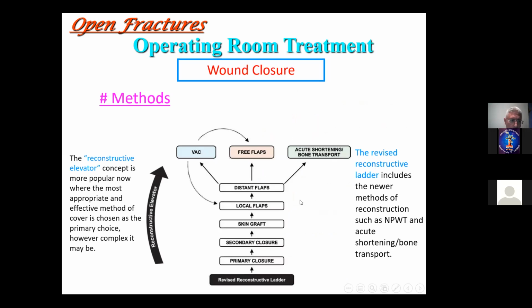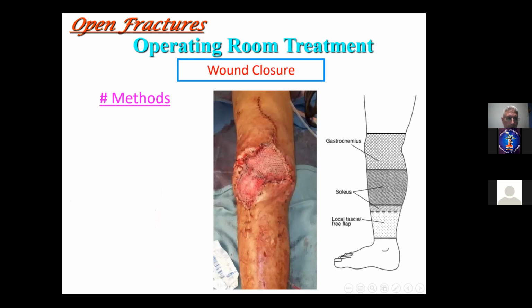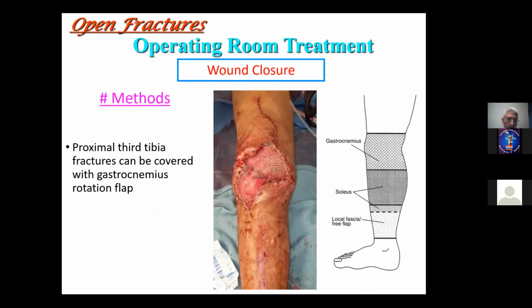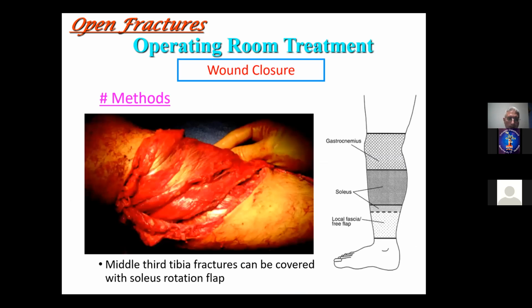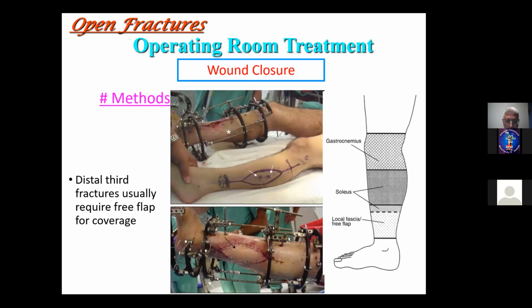And also there's a more modern concept, which is the reconstructive elevator. The elevator means that you are going to pick whatever the method. You can bypass all of these and use the VAC, or you can bypass all of these and use the distant flap, not sequentially like this. The proximal tibia can be covered with gastrocnemius rotational flap, and the middle third can be covered with soleus rotational flap. The distal third usually requires a free flap, and this is an example of free flap from the contralateral side.